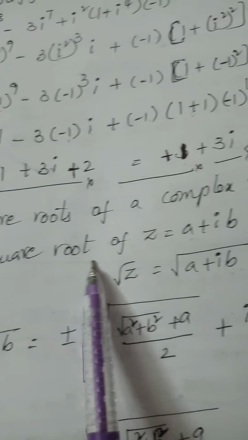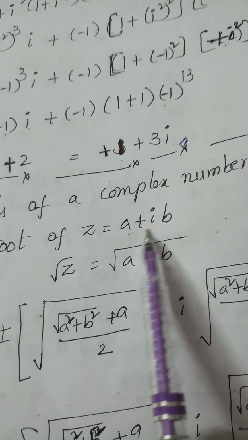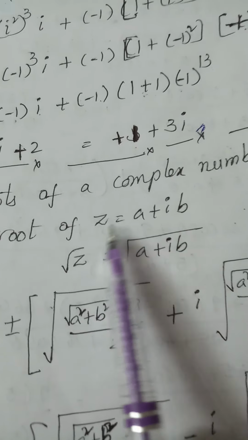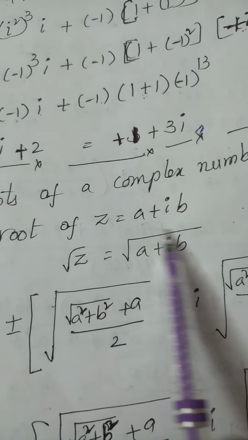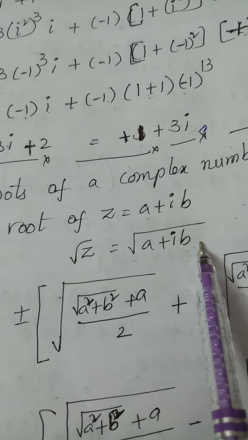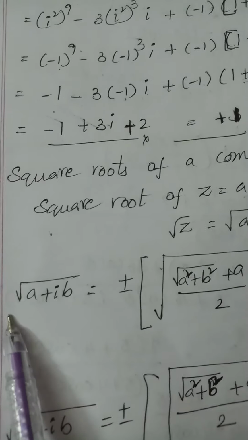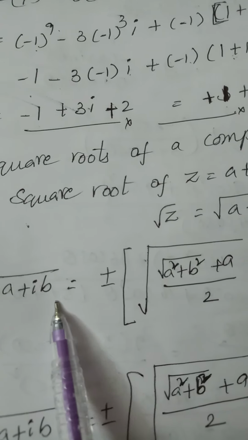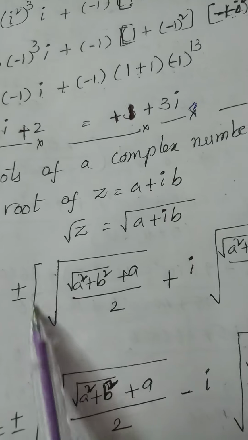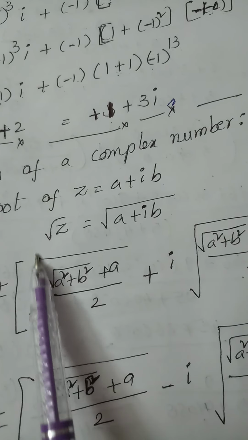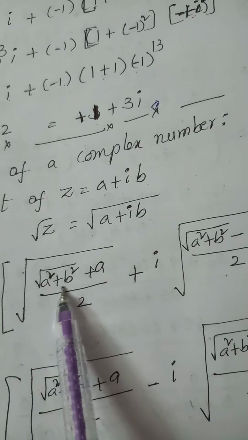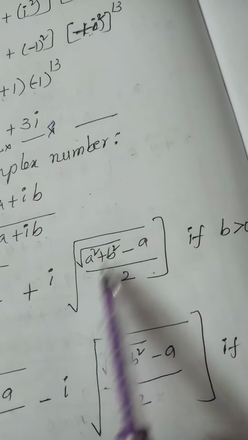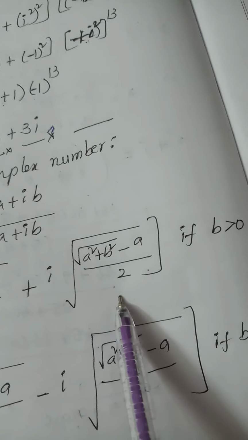If you want to find the square root of z, take z as a plus ib, the general form of a complex number. If you take the square root on both sides, root z is equal to root of a plus ib. This is what we have to find out. And the formula to find the square root of a complex number a plus ib is equal to plus or minus root of (root a square plus b square plus a) by 2 plus i into root of (root a square plus b square minus a) by 2.